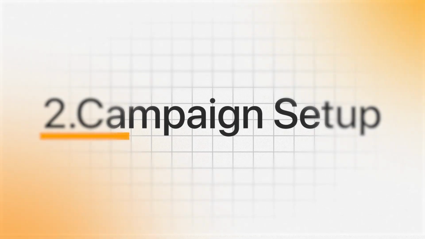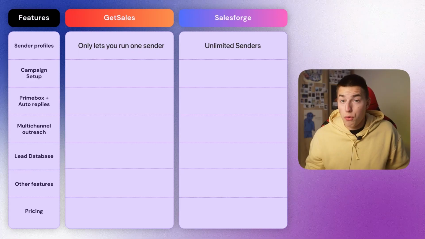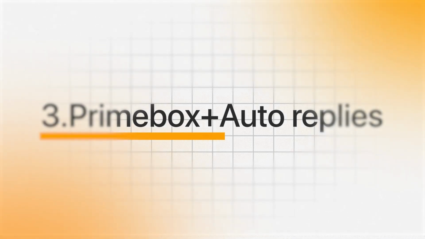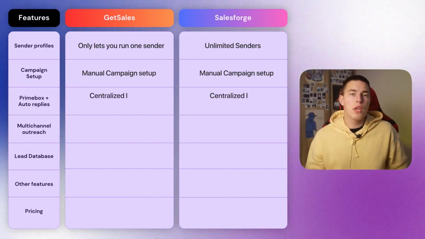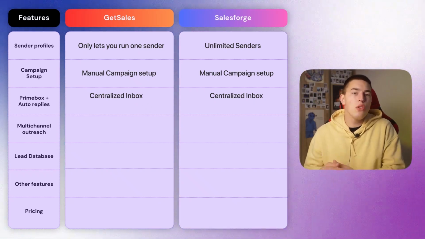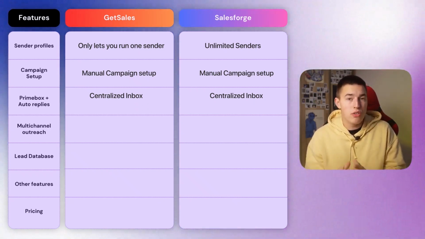But before you send a single message, you need to set up campaigns. Both Salesforge and GetSales rely on manual campaign setup. That means connection requests, messages, and if-else steps have to be set up manually. But here's the difference. Once campaigns do go live, you'll need to manage conversations. Both platforms give you a centralized inbox, one place to handle replies without having to log into each and every account separately.